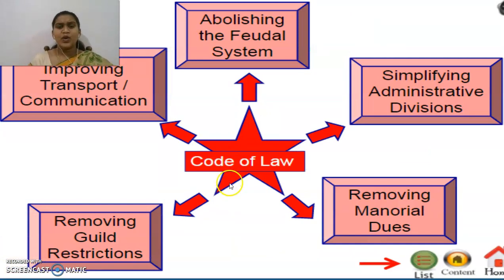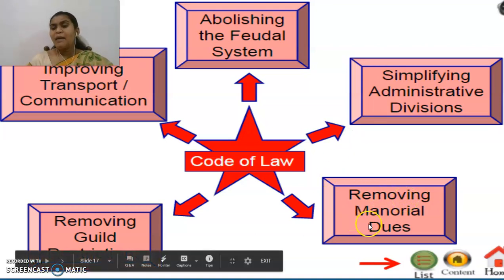So let us see the Code of Napoleon. One, abolishing the feudal system. We know that in the feudal system, step by step, the king lends the land to the nobility, the nobility give it to the vassals, and the vassals give it to the peasants. This kind of feudal system he abolished, and he started simplifying the administrative divisions. Whatever the administrative activities, he started to simplify them. This is very much important, children, about Napoleon. Just remember.